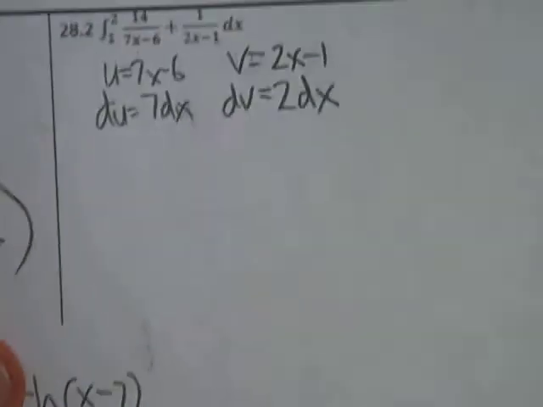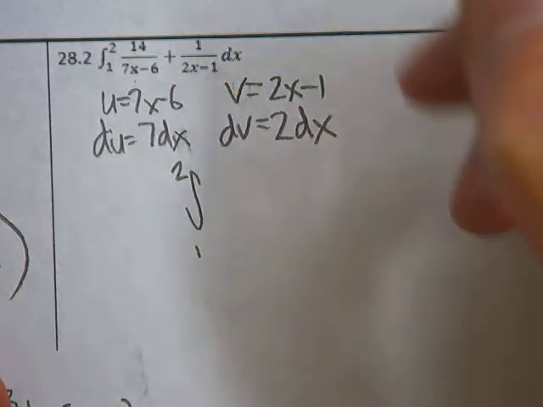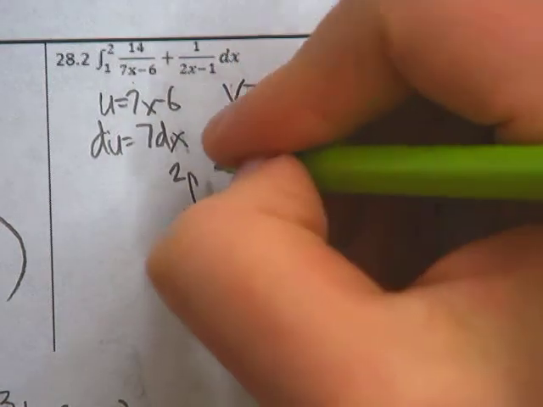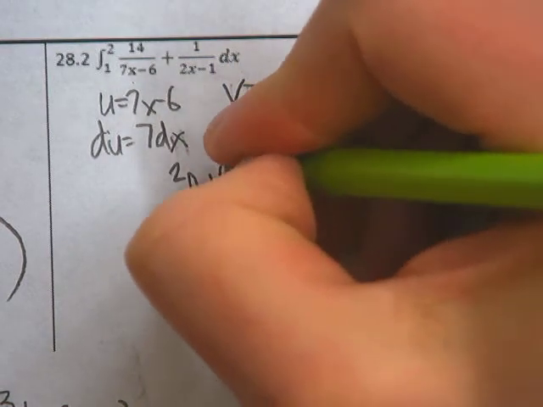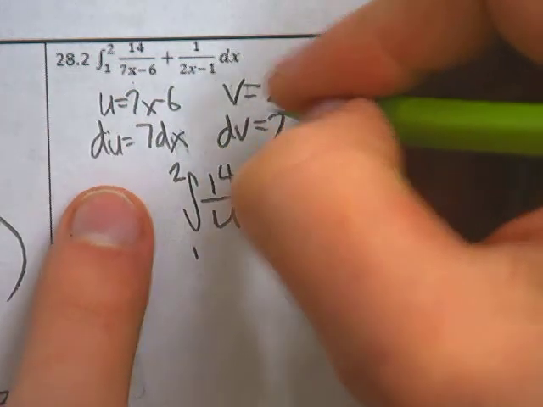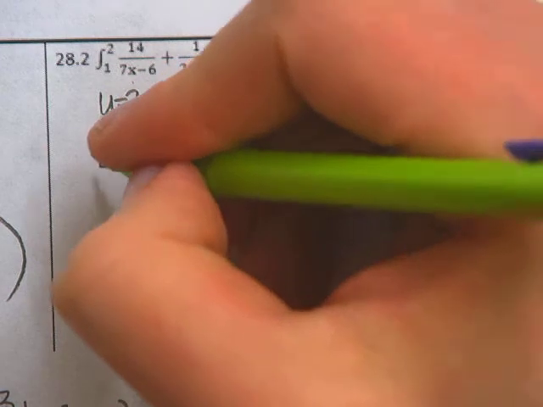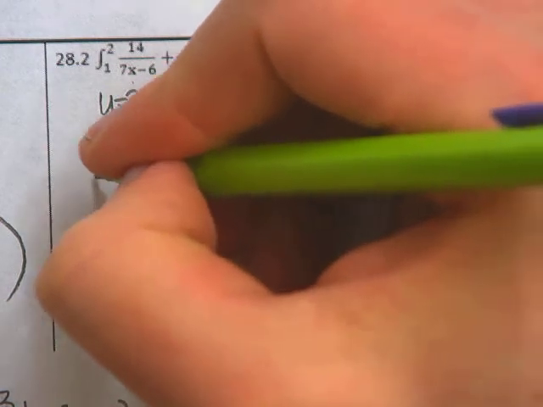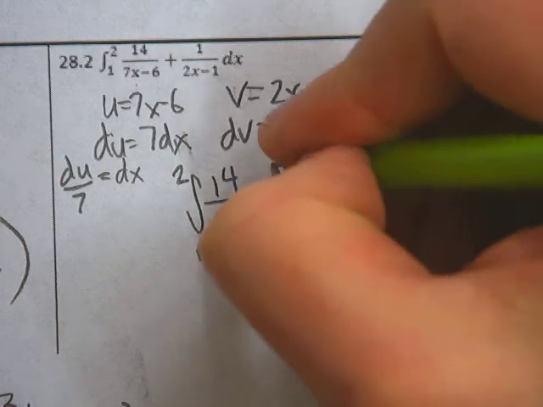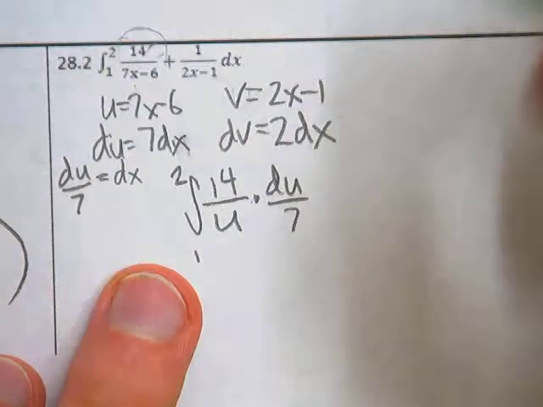Okay, now I'm going to write this as two integrals, so I'm going to write this as the integral from 1 to 2 of, well, my 14 doesn't really change here, so I'm going to have 14 over u, and then instead of dx, I'm going to plug in what dx is equal to. So I didn't solve for it here. Dx is equal to du over 7, so I'll plug that in, times du over 7. So that's one of my integrals. That's for the first part.